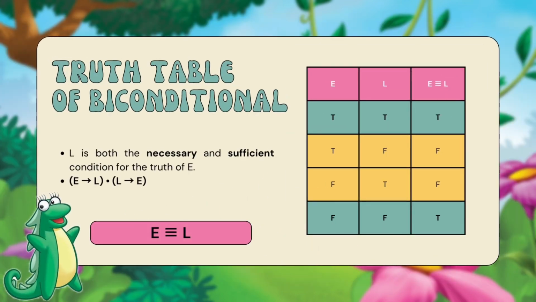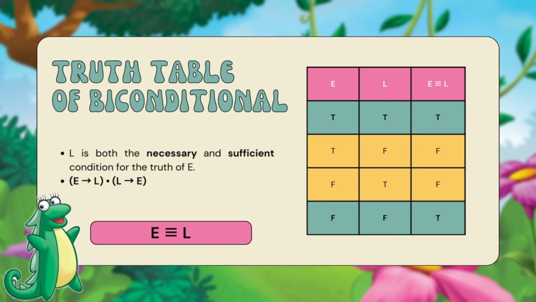Let us consider a biconditional E if and only if L. A biconditional is asserting a necessary condition that E is true if L is true, and a sufficient condition that E is true only if L is true. Thus, L is both the necessary and sufficient condition for the truth of E, such that if L is true, you know that E is also true. Or, if L is false, then you know that E cannot be true.